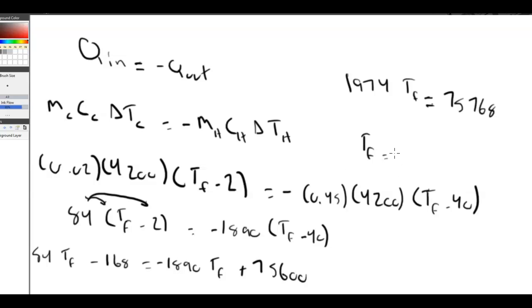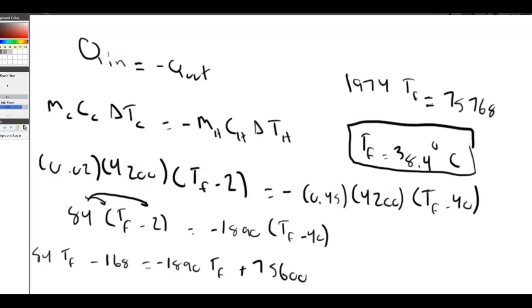So I get T_F equals 38.4 degrees Celsius. Okay, now the original temperature of the hot tea was 40 degrees. It's a little bit less than 40 degrees, which makes sense because we added some cold water to it. And so far this problem looks like it makes sense. So there you have seen two problems with two object problems.